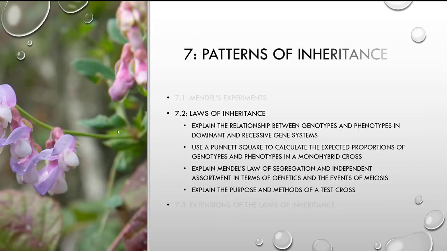All right, so we are done with 7.2 laws of inheritance. By now you should be able to explain the relationship between genotypes and phenotypes in dominant and recessive gene systems. You should also be able to use a Punnett square to calculate the expected proportions of genotypes and phenotypes in a monohybrid cross, and explain Mendel's law of segregation and independent assortment in terms of the events of meiosis. And then finally, explain the purpose and methods of a test cross.